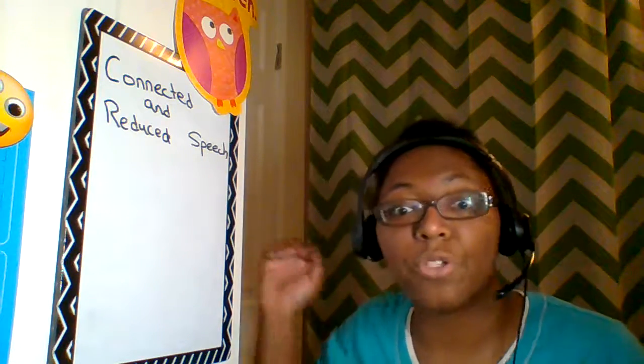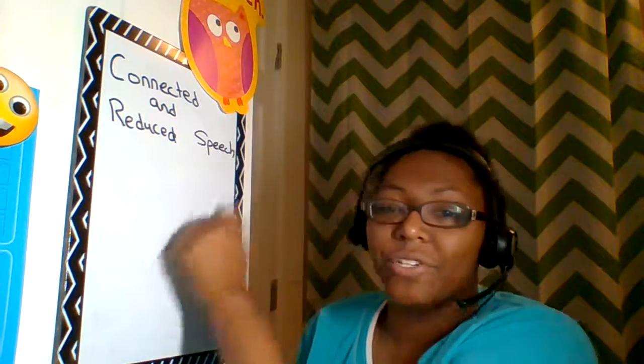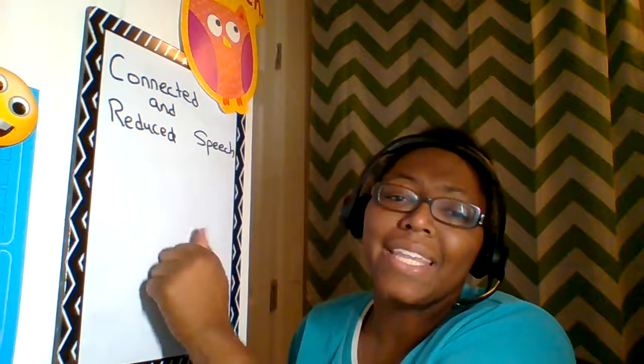So if your friend locked you out of the house or your brother locked you out of his room and you're trying to knock on the door, let me in, let me in. You're not saying, dearest brother, could you please let me into your room? You're saying, let me in, let me in. So that's how we use reduced speech in our everyday language. Let's take a look at a few examples together on the board.